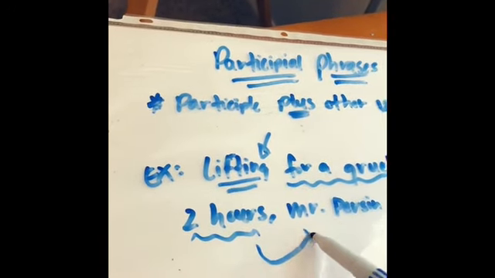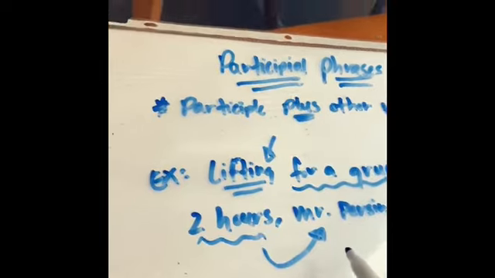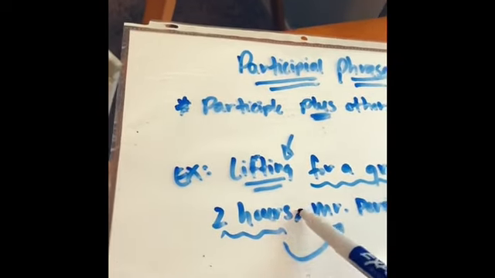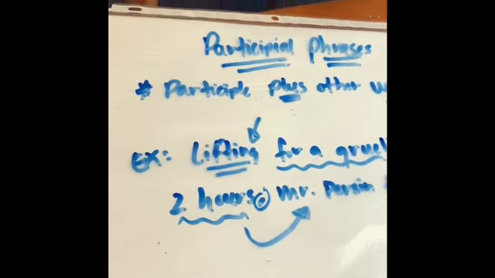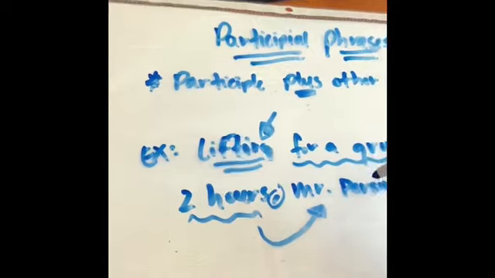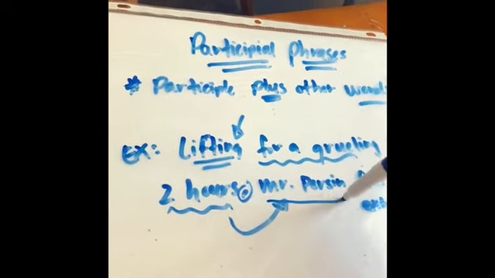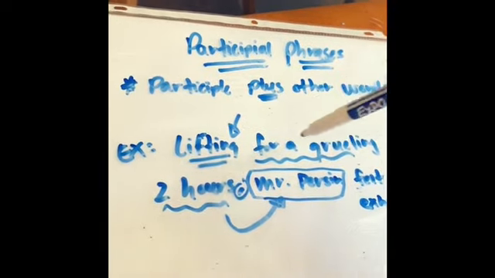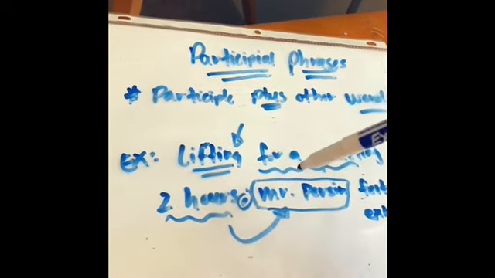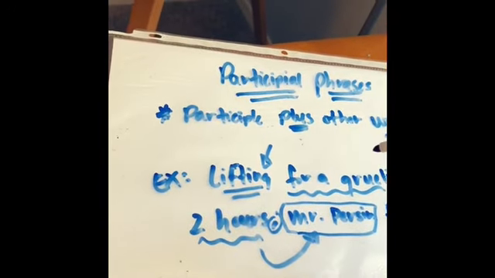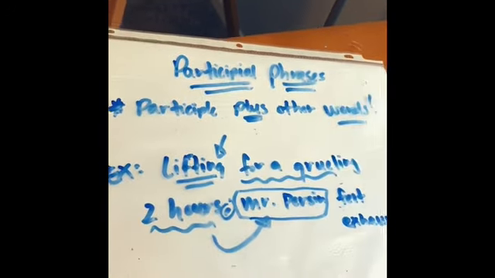All of that helps modify Mr. Person, the noun. So: lifting for a grueling 2 hours, comma, Mr. Person felt exhausted. We don't need any of this. It just modifies Mr. Person. Just more information about who this guy is, what's going on with him. And so this whole phrase, this participial phrase, functions as an adjective describing Mr. Person. Again, more descriptive writing will enhance your writing and engage your reader.